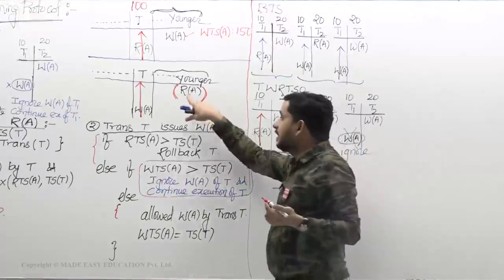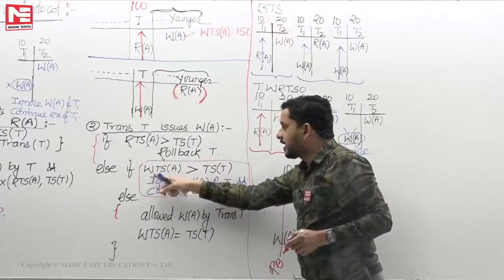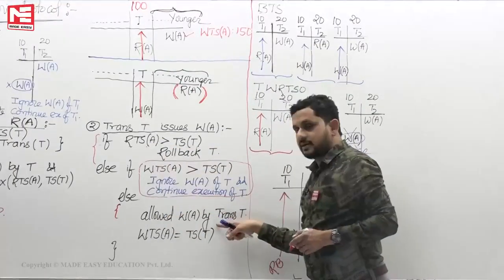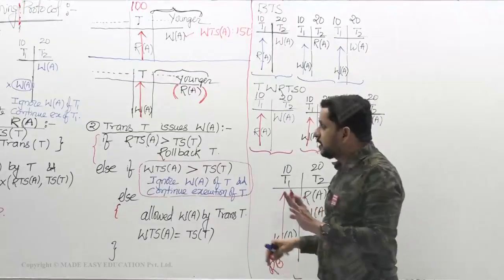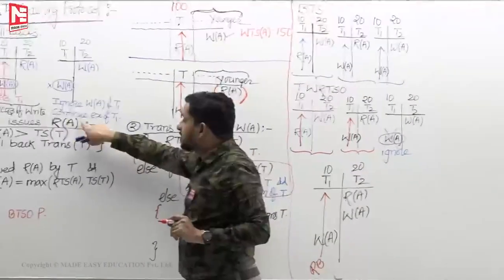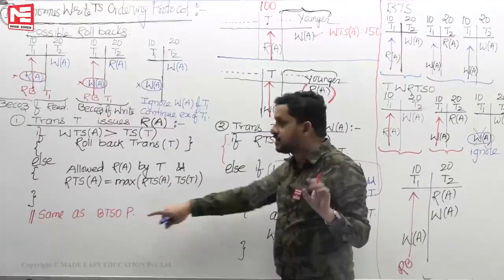If neither the younger transaction reads the data nor writes the data, then it is allowed to write and set the write timestamp value. Okay, got this one? So for a read request under Thomas Write Rule, it is the same as the basic timestamp ordering protocol condition.